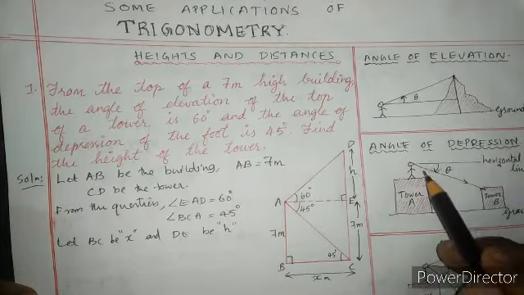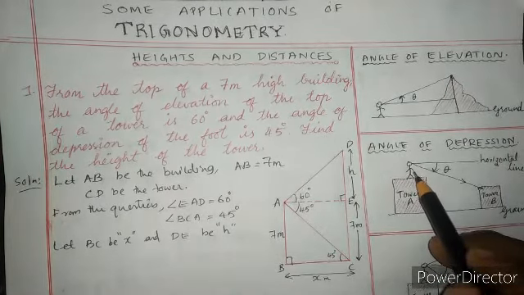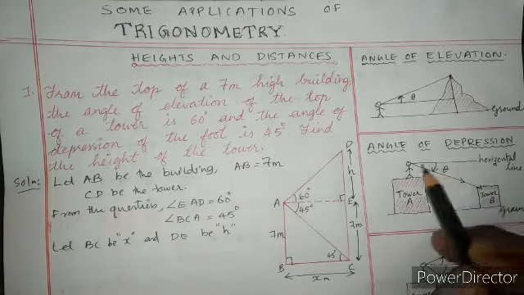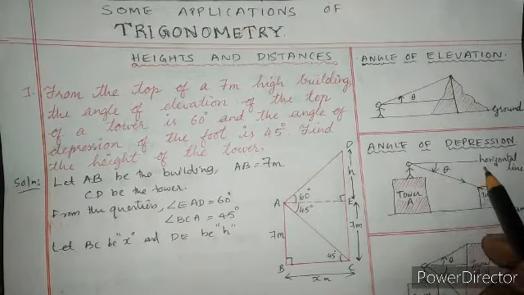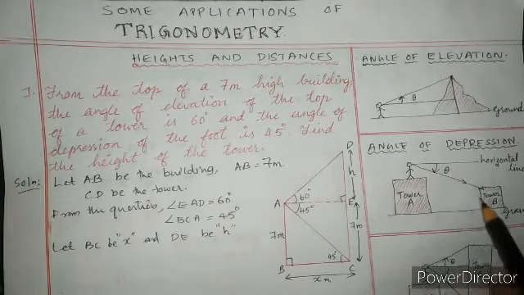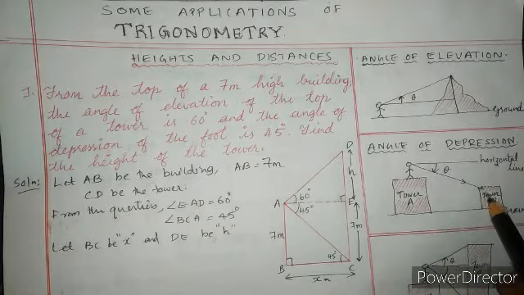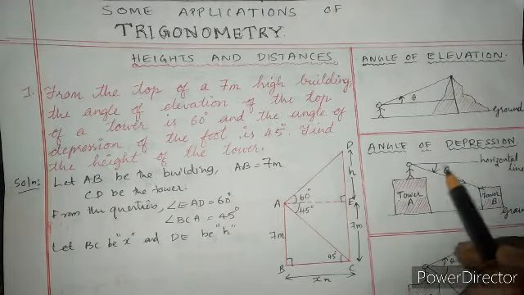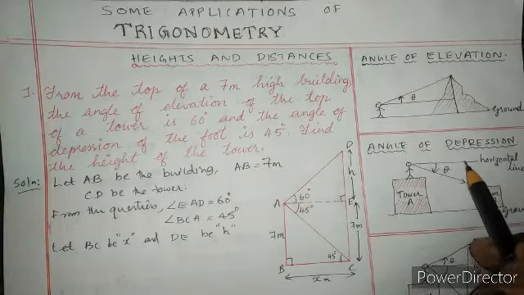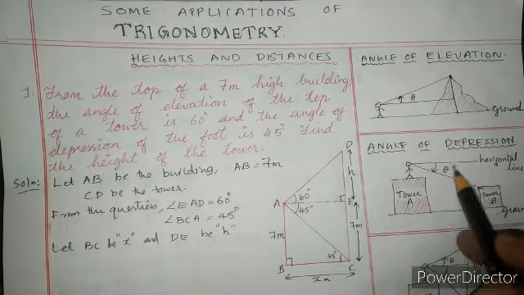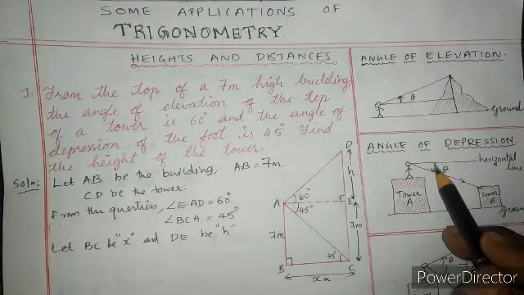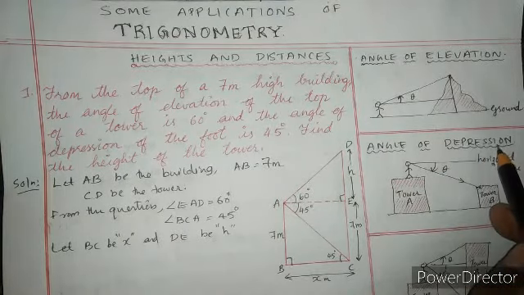Here there is a tower, and he is standing on the top of it. If he wants to see something straight, this will be his eye line, a straight line which is parallel to the ground. That line is what we call the horizontal line, just like this line. And if he wants to see something which is below, he has to bring down his eyes towards the lower part. He has to bend his head downwards. At that time, the angle made below the horizontal line is what we call the angle of depression.